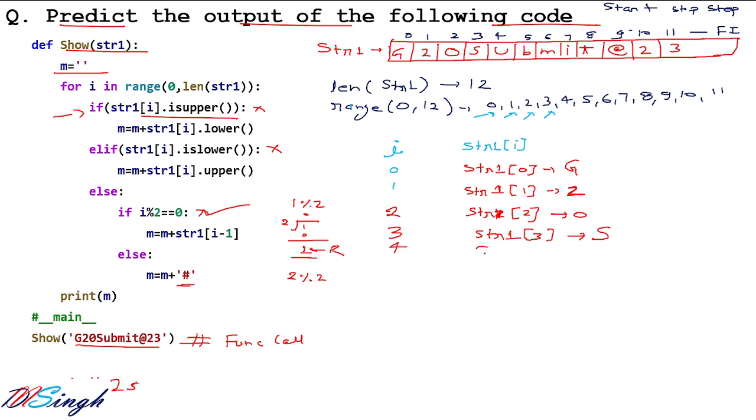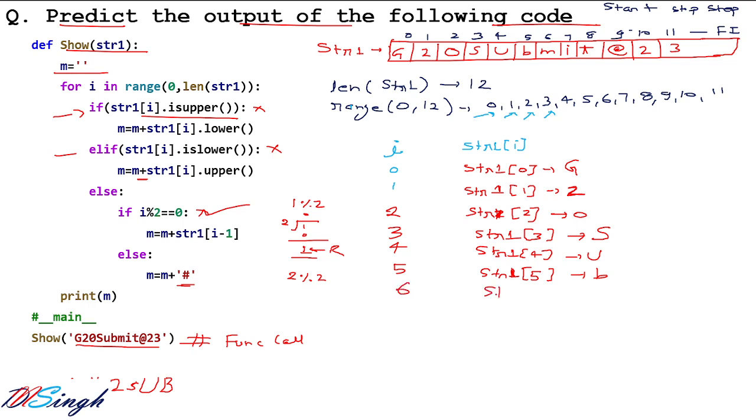Next index is 4. So str1 of 4. The value at index 4 in str1 is what? Small u. So small u will match the elif part, because it is in lowercase. It is made into uppercase and added into that string. So u will be added in the string after making it uppercase, because here you are performing a concatenation operation. Next for index 5, str1 of 5 will give small b. Again it is converted into uppercase and added.